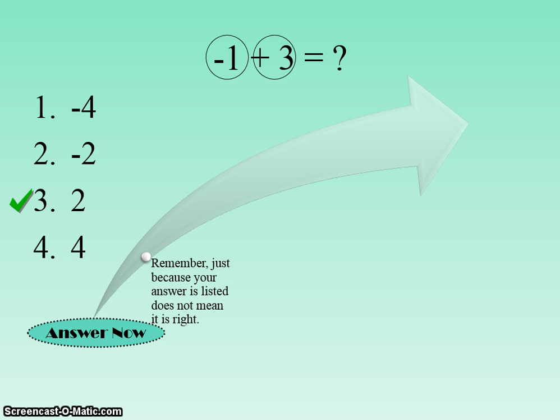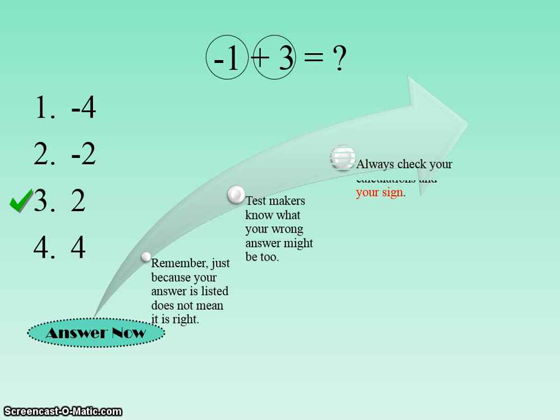Remember, just because your answer is listed doesn't mean it's right. Some of you could have thought it was -2. Test makers know that your wrong answers might be right too. They know. They make the test tricky anyway. That's why they have both answers. Always check your calculation and your sign, especially your sign, because I can't count how many times I miss a problem it's due to the negative and the positive.